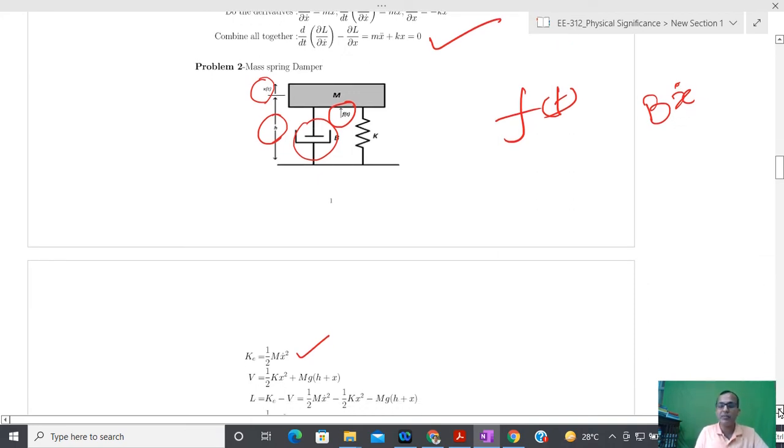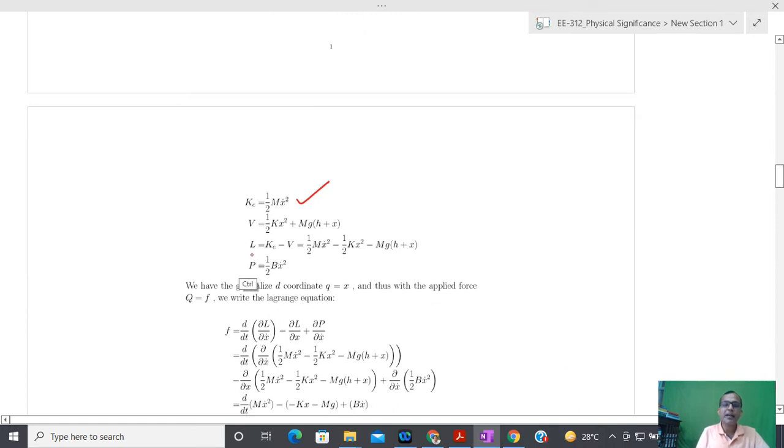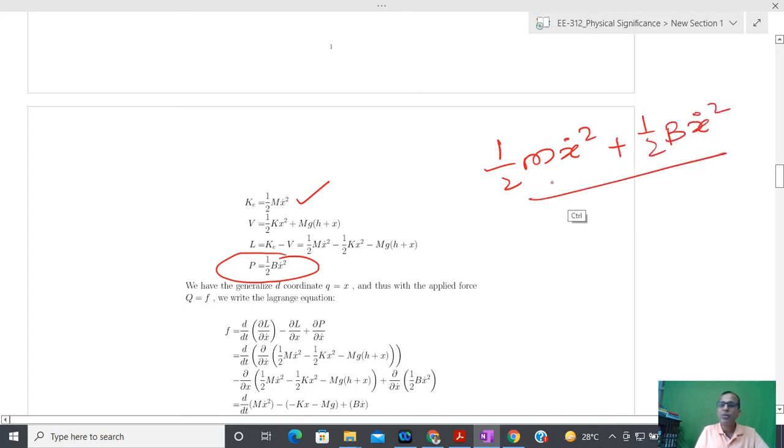You can interpret that as kinetic energy only, but most of the time people write that dissipative term separately. Either you can account here half m x dot square plus half b x dot square and define this as the total kinetic energy, or you can define it separately. Here I have defined it separately. Still the formulation remains the same.